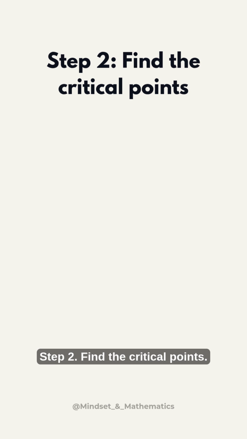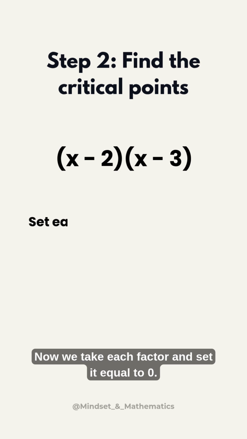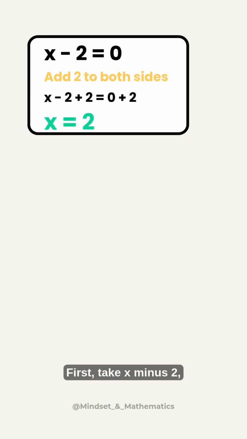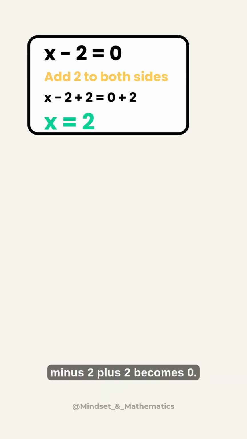Step 2. Find the critical points. From step 1, we got (x minus 2) times (x minus 3). Now we take each factor and set it equal to 0. First, take x minus 2, write it as x minus 2 equals 0. Now we want to find x. Because x has minus 2 with it, we add 2 to both sides. So we write x minus 2 plus 2 equals 0 plus 2. Minus 2 plus 2 becomes 0. So we are left with x equals 2.